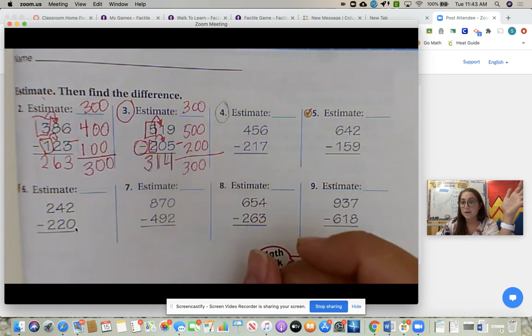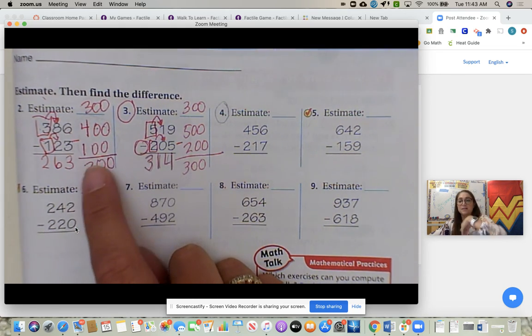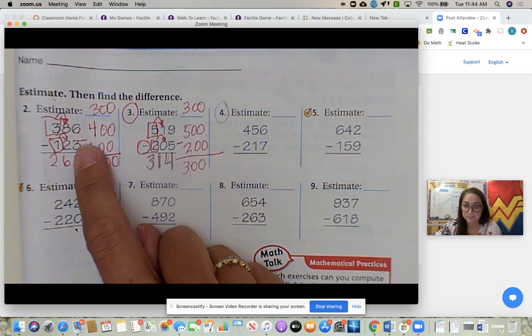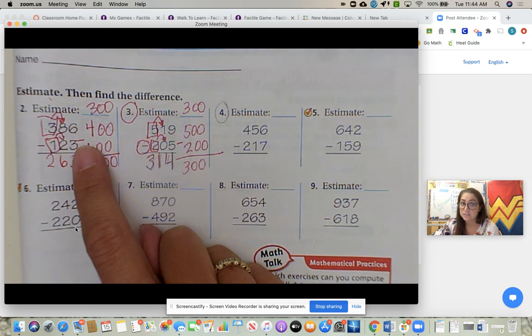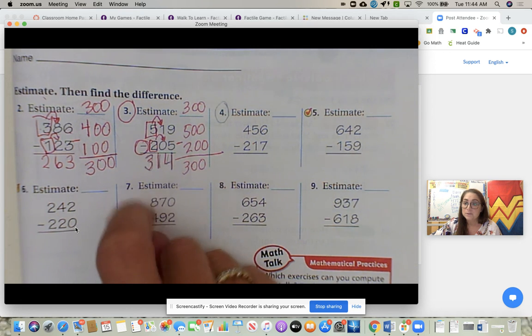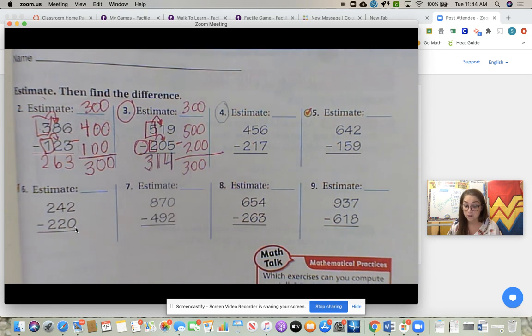So we already know how to estimate. So once we subtract, we are now estimating. The only difference is we are subtracting now, okay? Estimating is the same, that does not change. The only thing that changes is now you're subtracting instead of adding, all right? The problems I do not want you to do right now, because we're going to review them tomorrow, because there's something a little tricky about them.